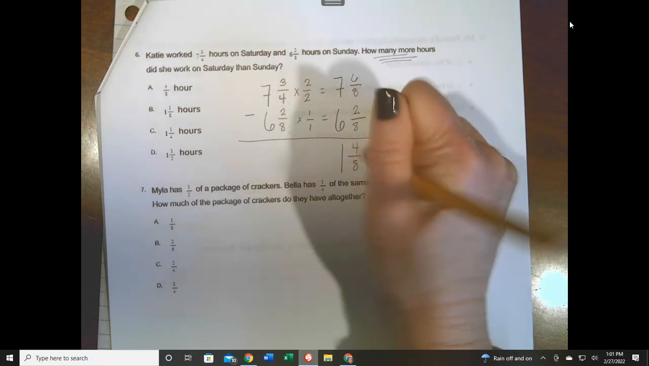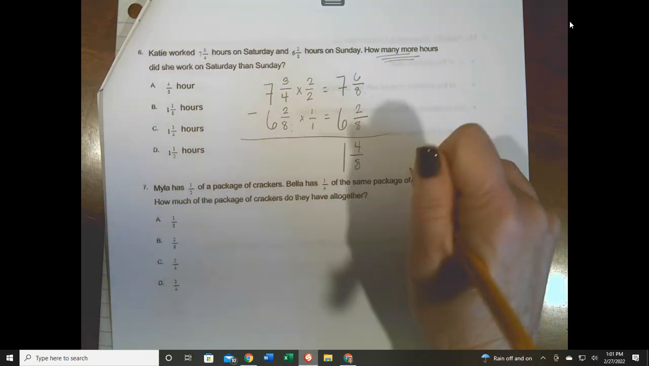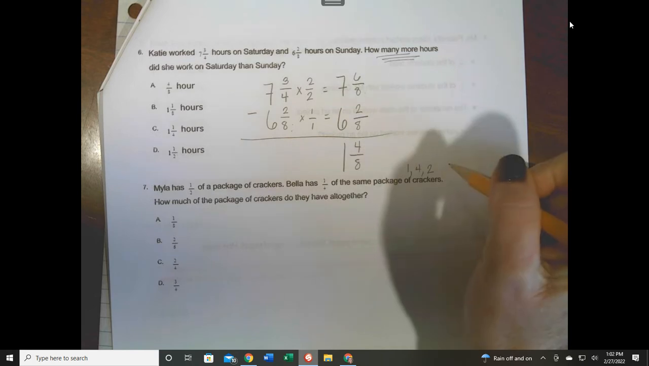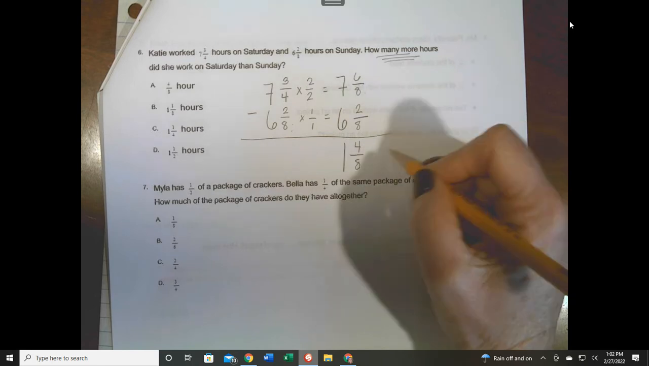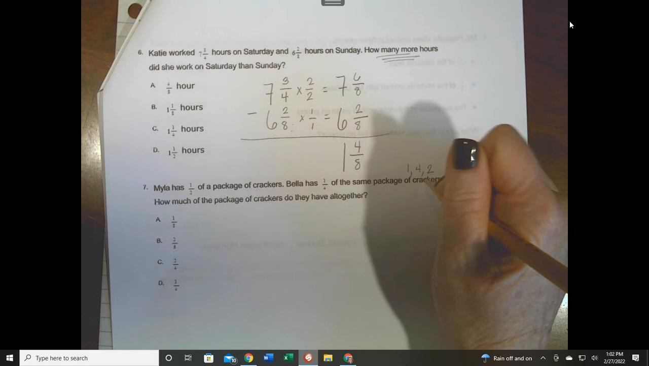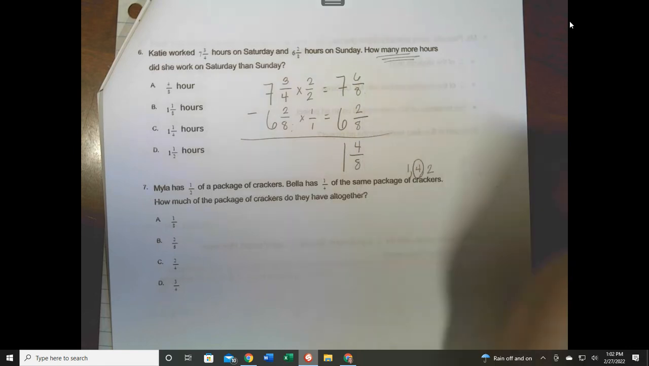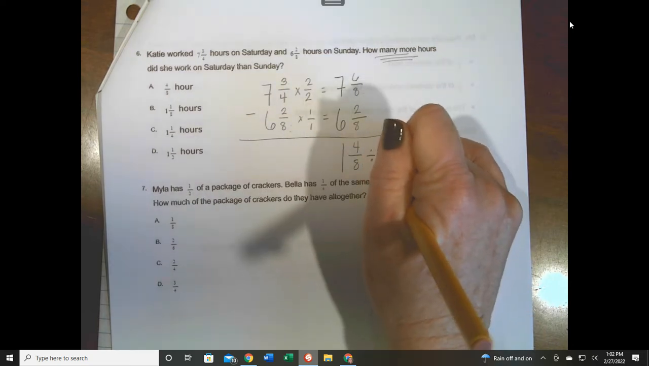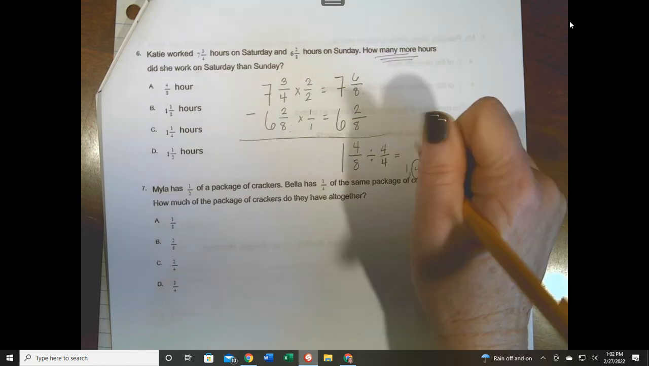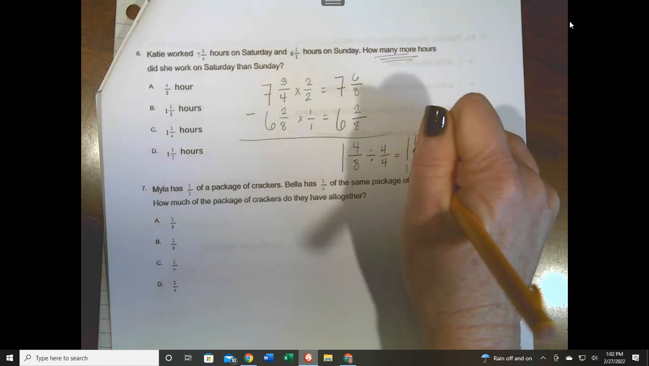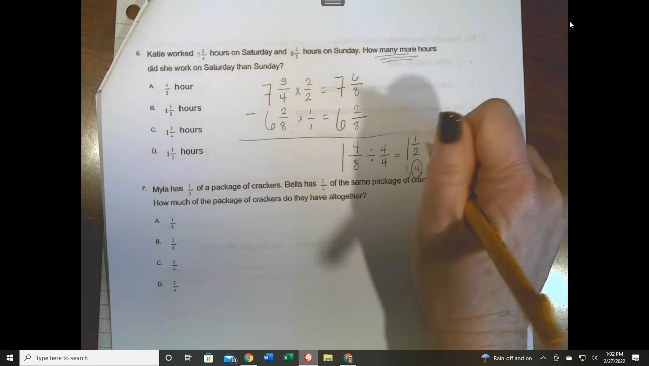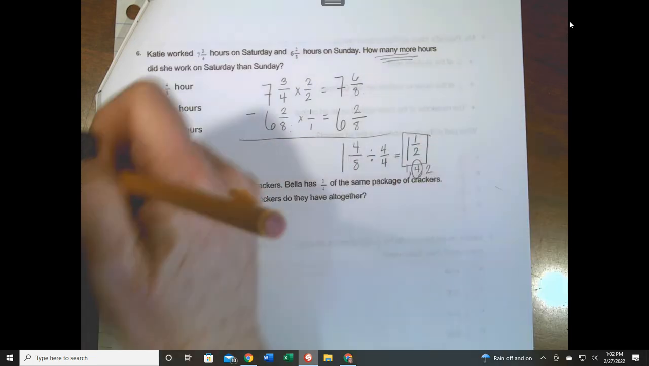Now, looking at my numerator, factors of 4 are 1 times 4 and 2 times 2. Looking to see if there is a common factor. We want the greatest common factor, so I'm going to look and I notice that 4, my greatest factor of 4, is a factor of 8. So we're going to simplify by 4 fourths, or scale down by that fractional form of 1 to get an equivalent fraction of 1 1/2 hours. Answer choice D is correct.